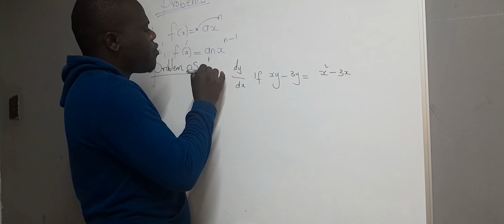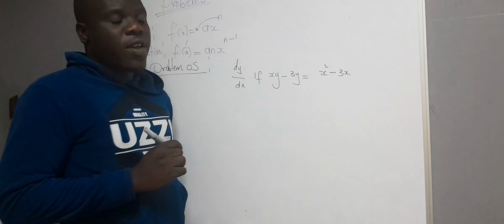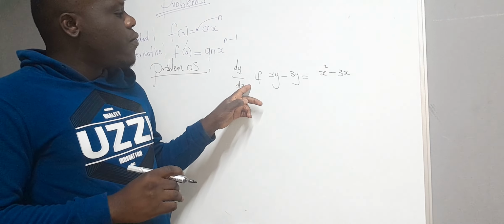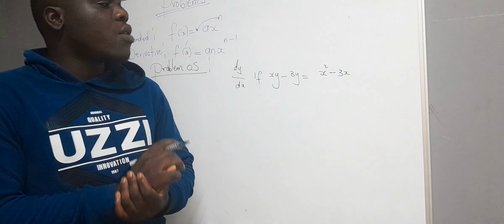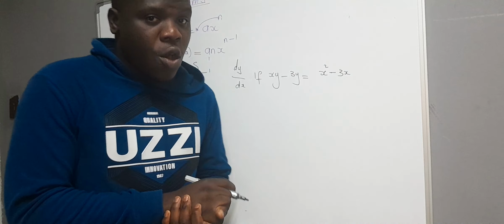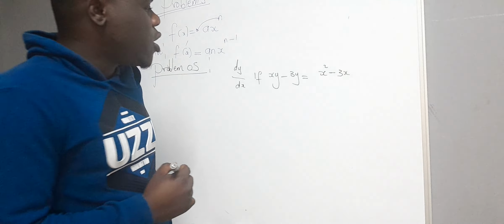Okay, let's do problem number 5. Let's focus on problem 5. What do we have here? dy over dx, if xy minus 3y equals x squared minus 3x. What do we do if we have this type of situation?